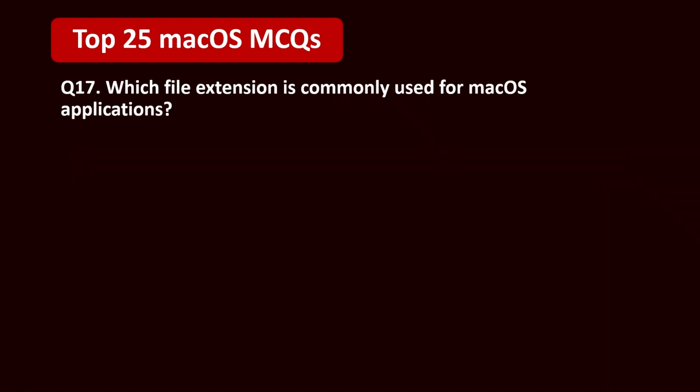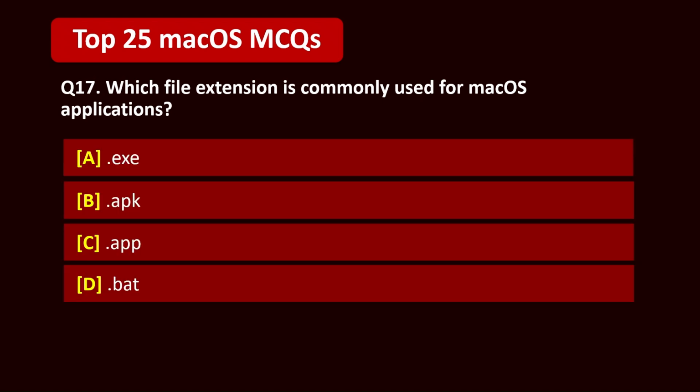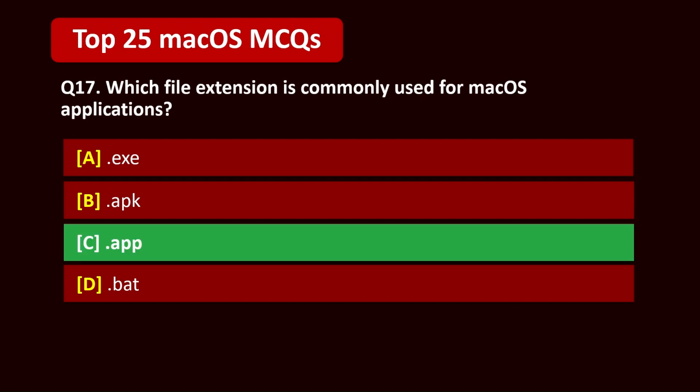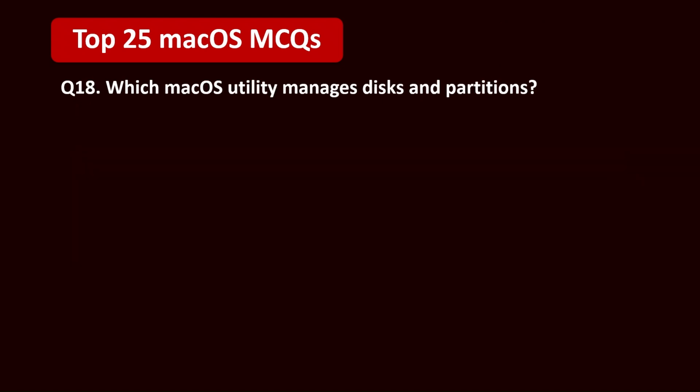Question 17. Which file extension is commonly used for macOS applications? A. .exe, B. .apk, C. .app, D. .bat. 5, 4, 3, 2, 1. Correct answer is C. .app.